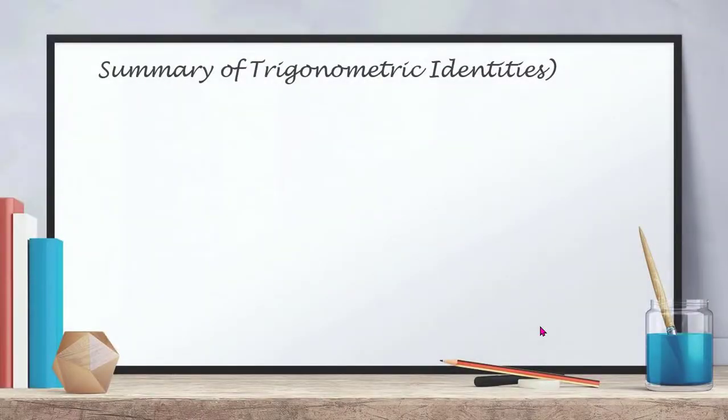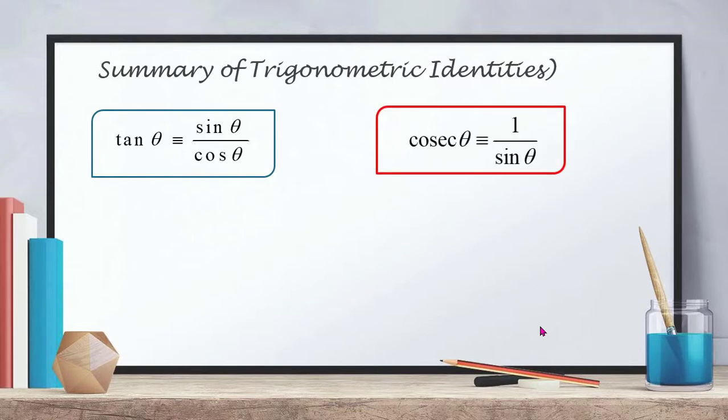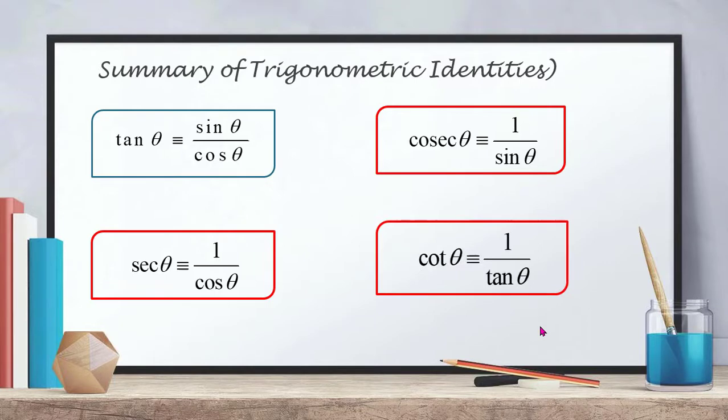Summary of trigonometric identities. Our first one is tan theta, which is identical to sine over cosine theta. The next one is the cosec of theta, which is identical to 1 over sine theta. Then we have the sec of theta, which is identical to 1 over cos theta, and lastly the cot of theta, which is identical to 1 over tan theta.